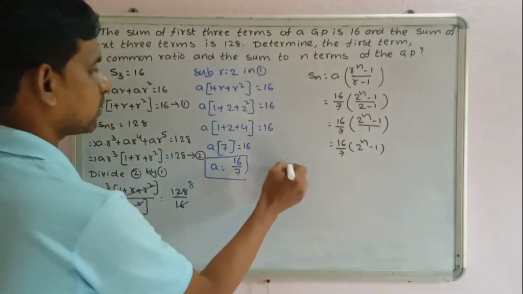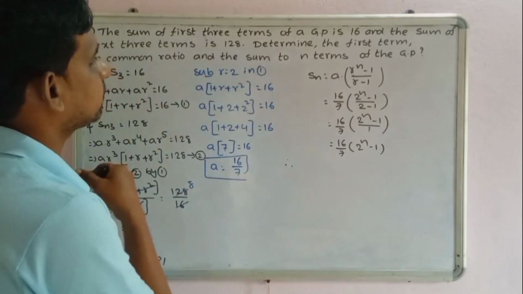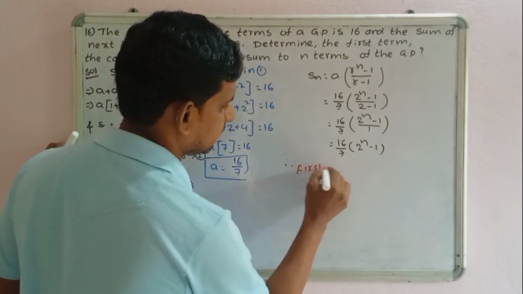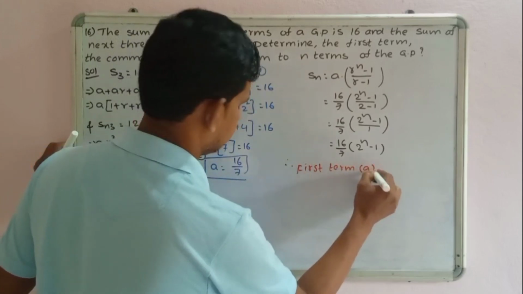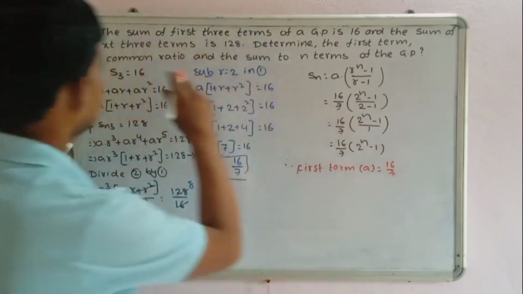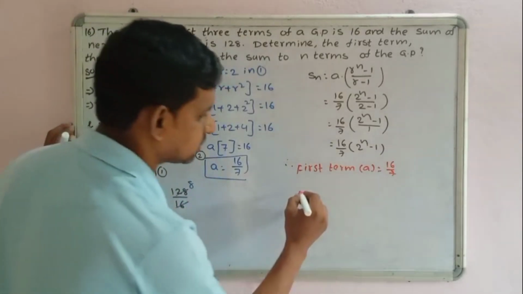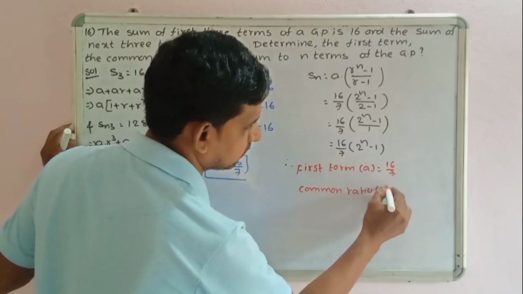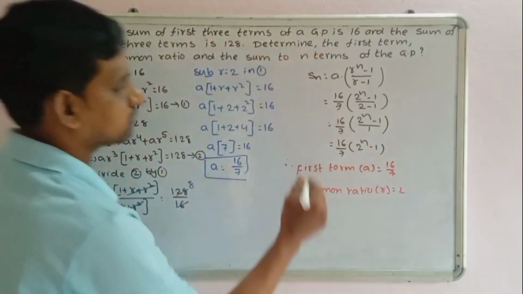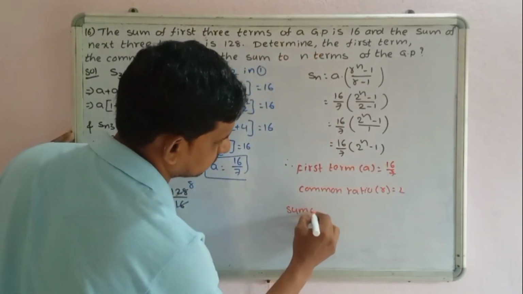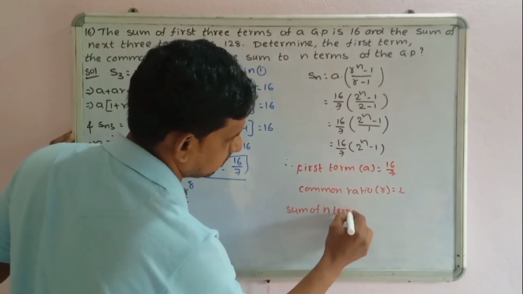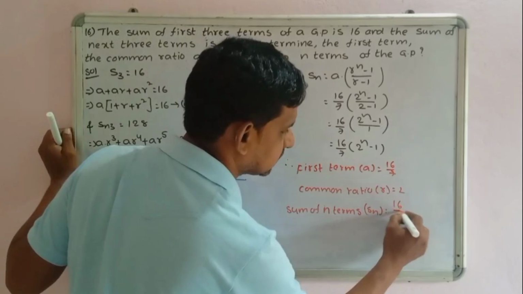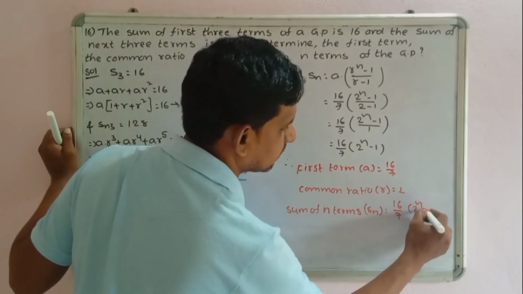Therefore, determine the first term. What is the first term? The first term a equals 16 by 7. Next, the common ratio r equals 2. And the last one is the sum of n terms: Sn equals 16 over 7 into (2 power n minus 1).